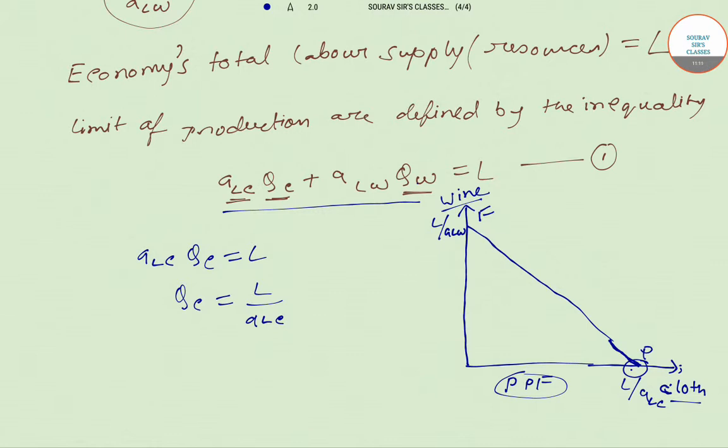So here we have drawn. Now the opportunity cost will be what? Opportunity cost will look like this. We'll denote it by A, B and C.